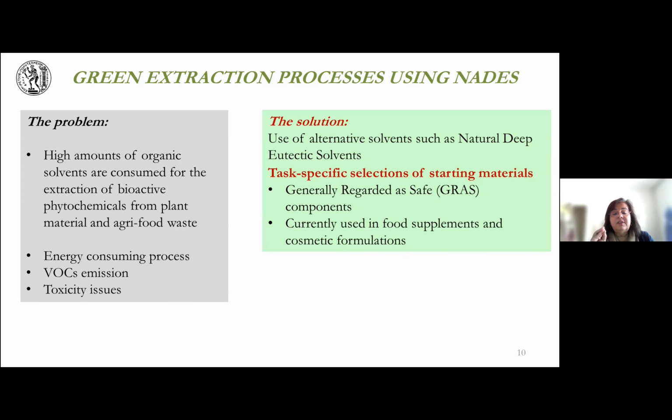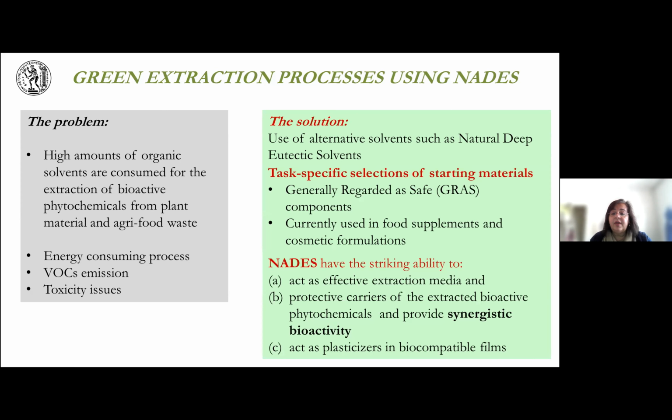These can be task-specifically designed so that we can select the starting materials to be generally regarded as safe. Make sure that they are currently used in the applications that we want to use them for. And apart from being effective extraction media, these NADES can act as protective carriers of the extracted bioactive phytochemicals and provide synergistic activity. Moreover, they can act as plasticizers in various biocompatible materials.